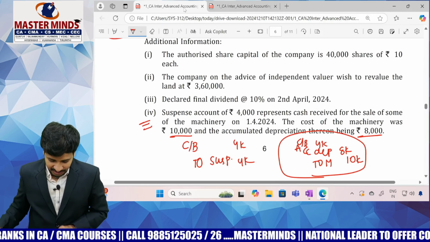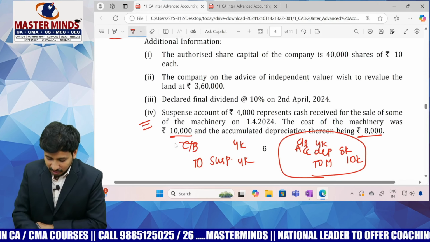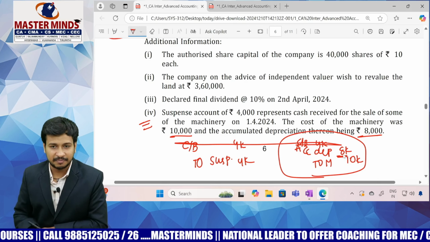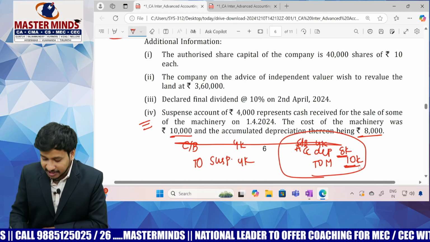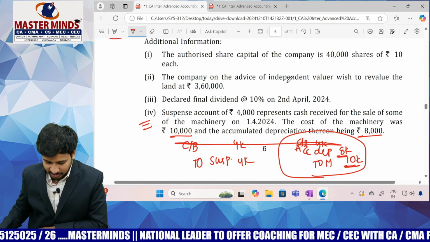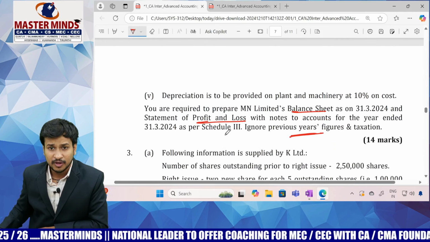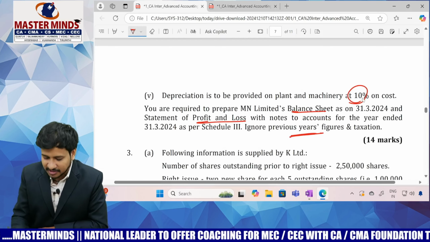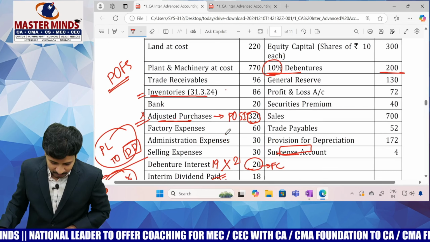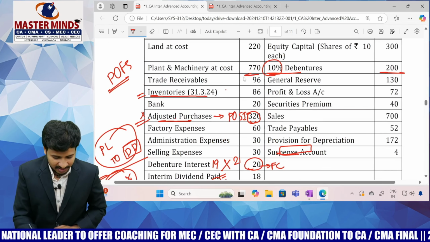And my dear children, so now cash or bank is adjusted. Now you are supposed to deduct 8,000 from the accumulated depreciation, and you are supposed to deduct 10,000 from the machinery, and then you have to provide the depreciation on the machinery at 10% on the cost. Now the PPE value, plant and machinery, is 770.